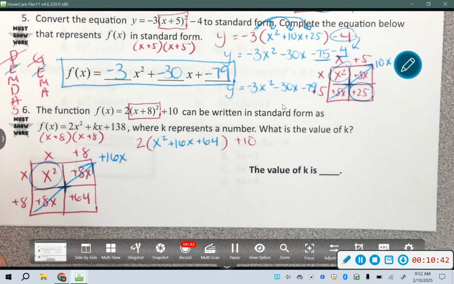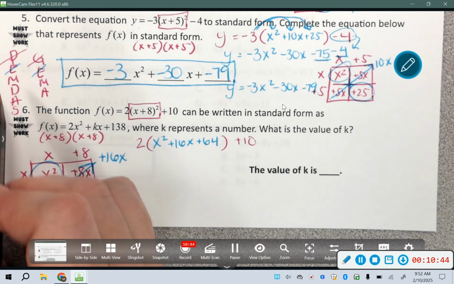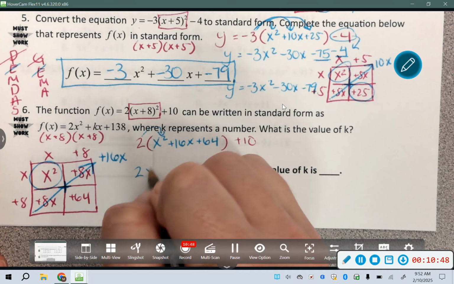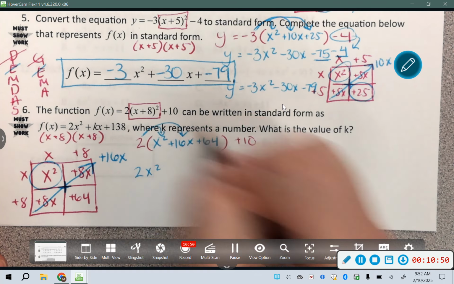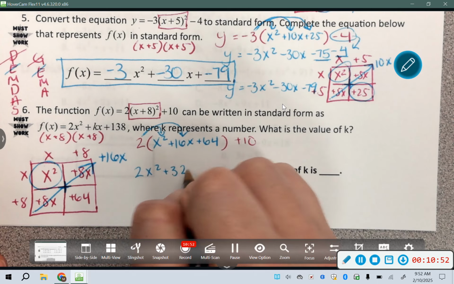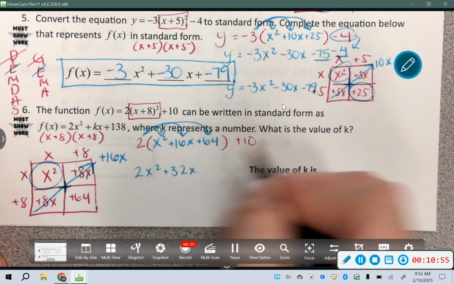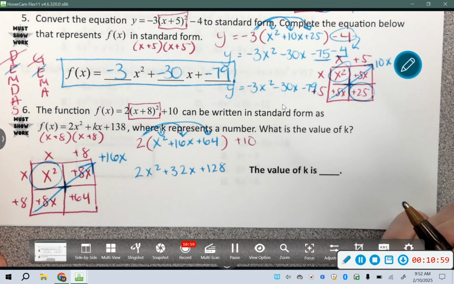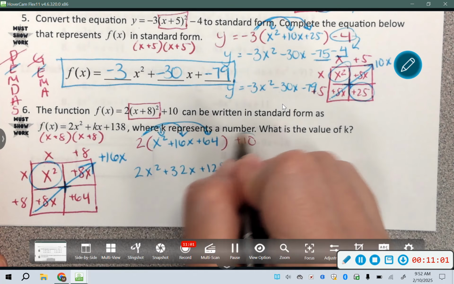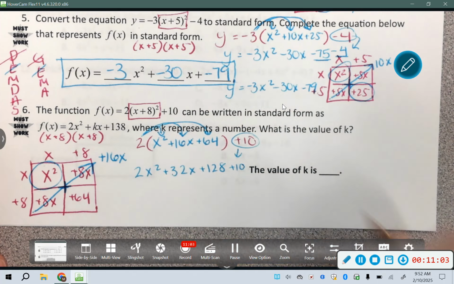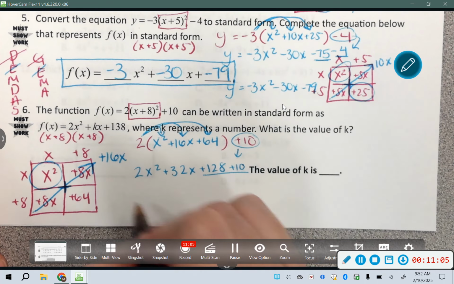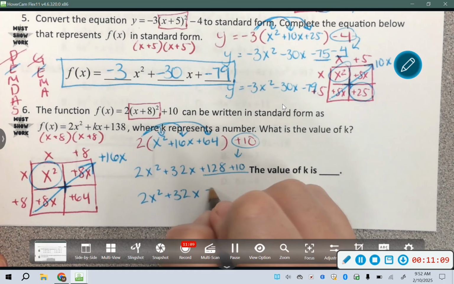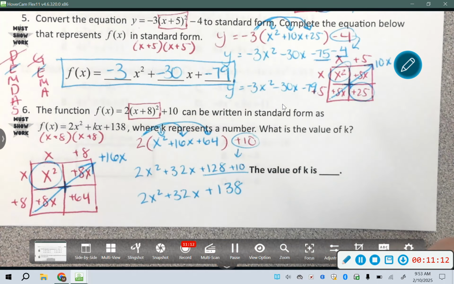And again, we're not done. So now we go to multiply, which means to distribute. So 2 times x squared is 2x squared. 2 times 16x is plus 32x. 2 times 64 is 128. Bring down my plus 10. And it's important to keep going so we can check that we're on the right track. So 2x squared plus 32x plus 138.